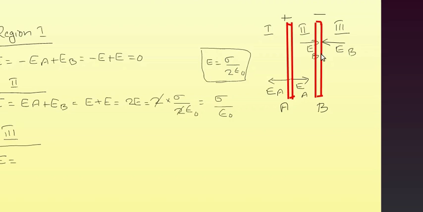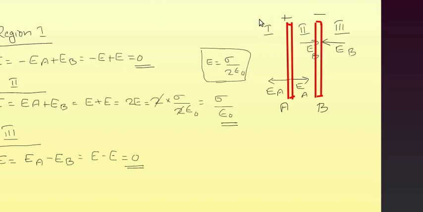Then the last region, that is region 3. Here you can see that there is a field due to sheet A which is towards right, so it is plus EA, and the field due to the sheet B is towards left, so it is minus EB. And if the electric fields due to A and B are equal, then it is E minus E, which is equal to 0. That means the strength of the electric field in the three regions is different, and there is electric field present only between the two sheets, and there is no field present outside these two sheets.